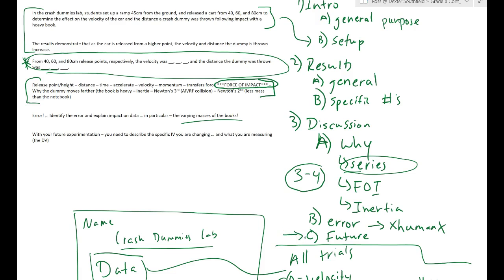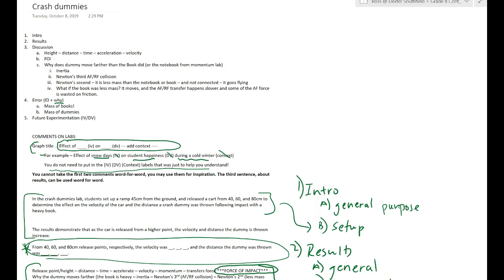So, to go back up to that why, with the series, the force of impact, and inertia, I've drawn out a little bit more detail here. I gave you another example, so 2 examples of error right there. But when we're talking about this discussion section, here's your series, which brings you to force of impact. Velocity, momentum, transfers the force, force of impact.